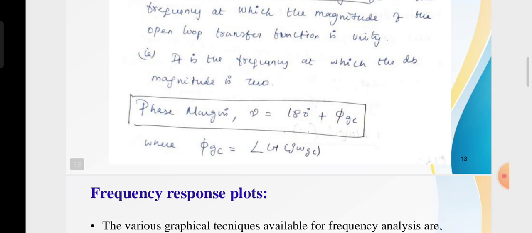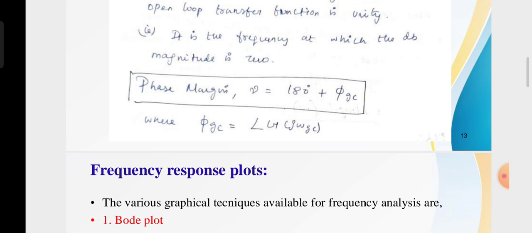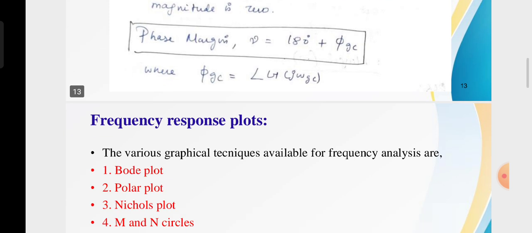So the phase margin is denoted by gamma. The gamma is given by gamma is equal to 180 degrees plus phi gc. The phi gc is nothing but the phase angle of the open loop transfer function at the gain crossover frequency.